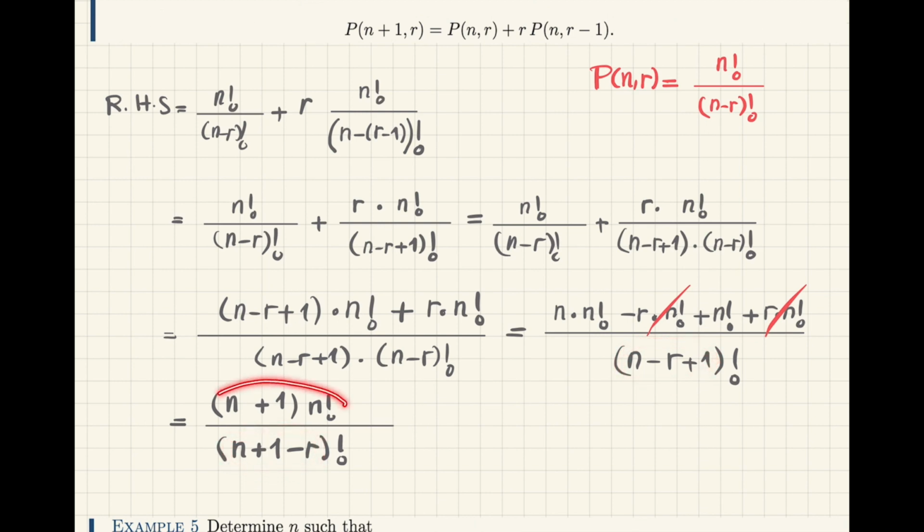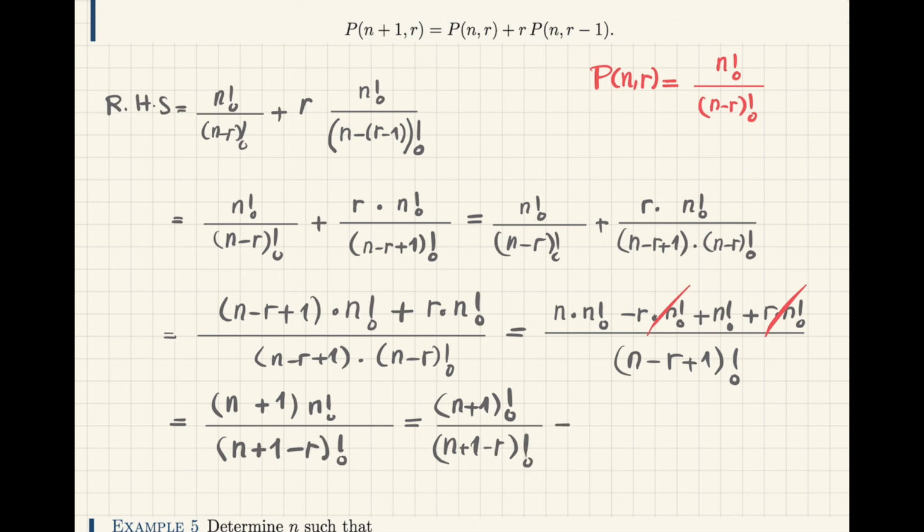But can you say what can I write for the numerator? Yes? Factorial. What? N plus 1 factorial, you said. I didn't hear you. Yes, so if your answer is this, yes, that's correct. And then in the denominator, I will have n plus 1 minus r factorial.